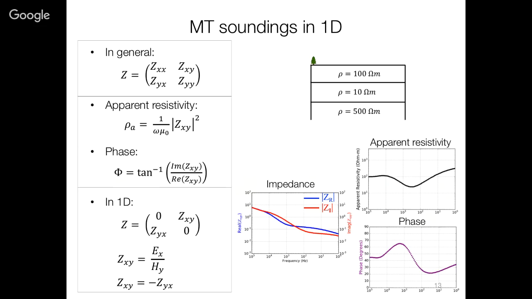As you decrease the frequency, then you're looking deeper, and now you're starting to be affected by this layer here. So it's going down. It doesn't make it down to 10, but it kind of gets down. And then as you go even deeper, it goes up and rises above 100, up towards 500. So the apparent resistivity curve is doing what you'd hope or suspect, and phase does something else. So that's 1D.